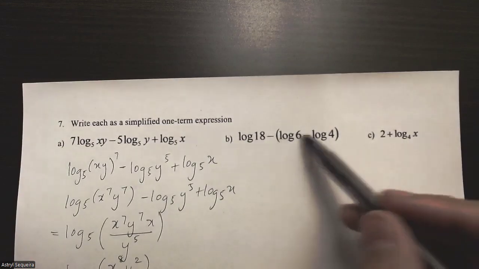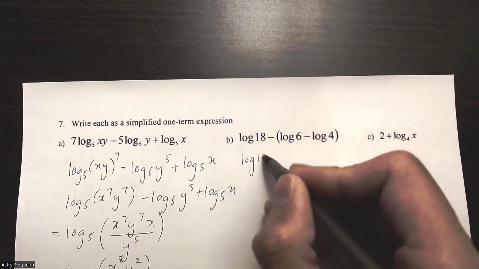The second one here, I'll just distribute this negative into this bracket.